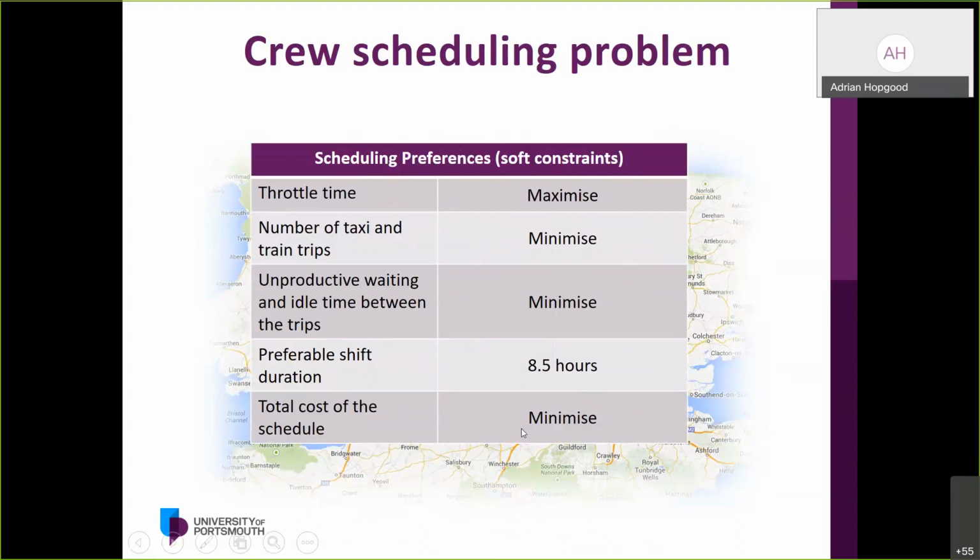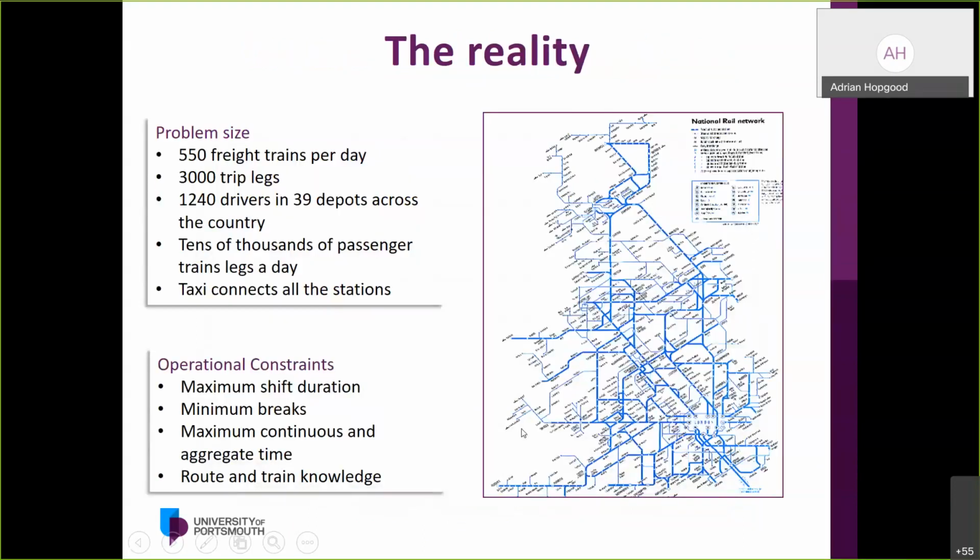Those are hard constraints, and then there are so-called soft constraints, which are things you'd like to maximize or minimize. You'd like to maximize the proportion of time they're driving the train, so-called throttle time. You'd like to minimize the number of taxi trips or passenger train trips, etc. And there's a complex network. This is what it looks like. 550 freight trains per day, 3,000 legs, 1,240 drivers in 39 depots. So it's a complicated task.